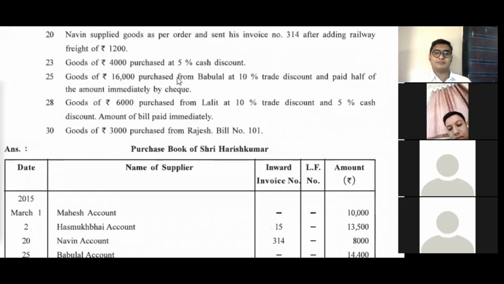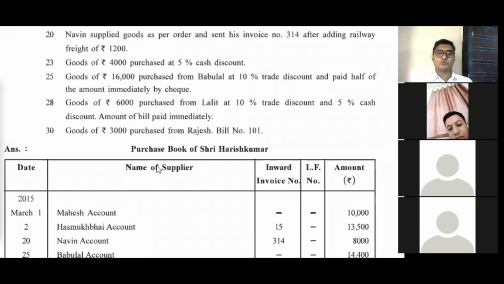So entry number 25, purchase from Babulal account, amount is 16,000, discount is 10%. Out of 16,000, we deduct the 10% discount, so the net amount is 14,400. Now half payment is made by check, half payment is pending. It is irrelevant because half is cash, half is credit. We assume the full transaction is credit, so 14,400 is recorded here.